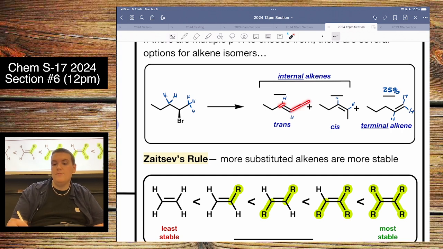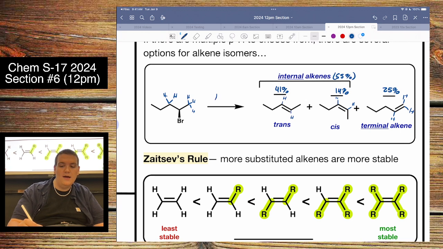So the trans, we are putting our bigger groups opposite each other, whereas the cis one over here, we are going to have some steric interference between this methyl and this ethyl. And so because of that, we expect to get more trans than cis. And the percentages are 41% trans and then 14% cis. So that's 55% internal total. And this would be with a good base like NaOEt, I believe.